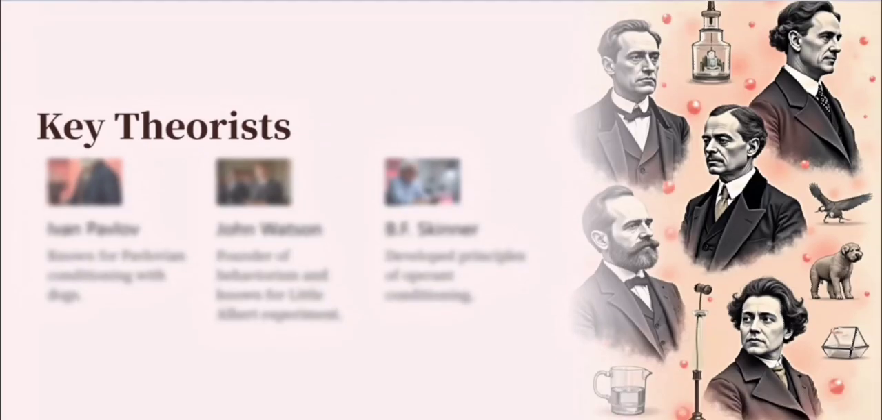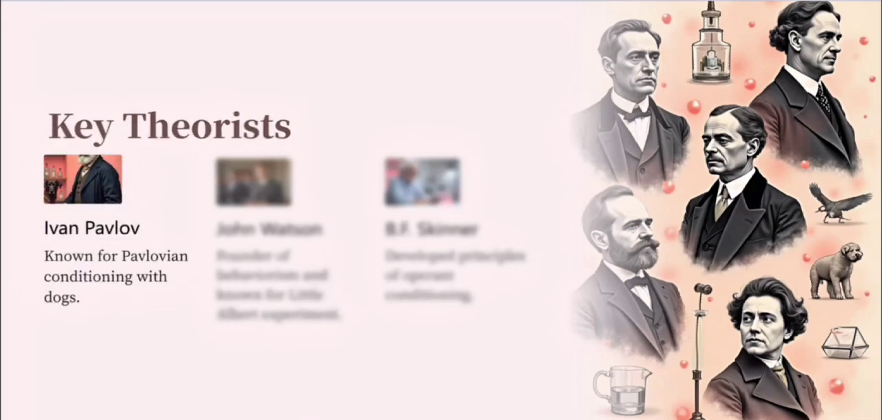These three key theorists shaped the behaviorism learning theory, who are the founders of behaviorism. Ivan Pavlov is known for his classical conditioning experiment with dogs. He showed that behavior can be learned through association. In his experiment, dogs learned to associate the sound of a bell with food, proving that a natural stimulus can create a conditioned response. Next is John B.